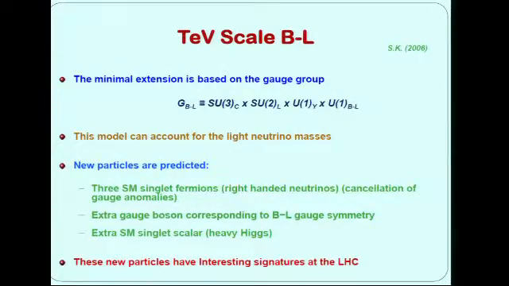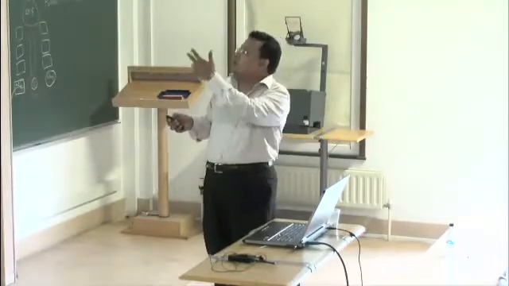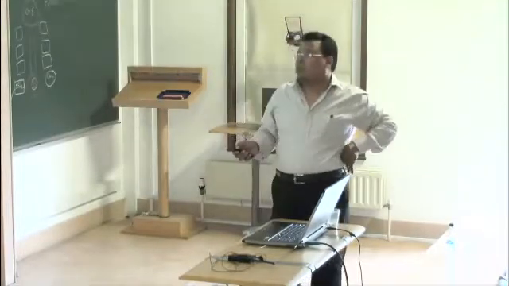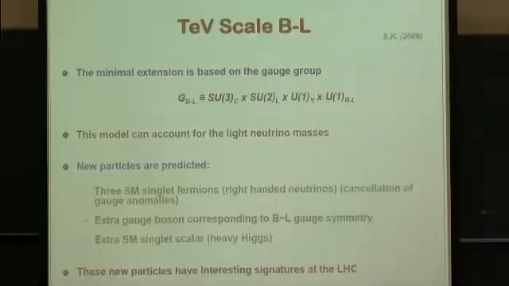And this model can account for the neutrino masses, and at the same time can give very interesting signatures at the LHC, because, by construction, to make the U(1) B minus L anomaly free, it contains 3 singlet fermions, which we call right-handed neutrinos. And of course, there's a gauge boson associated to the U(1) B minus L, and also extra singlet scalars to break this U(1) B minus L.